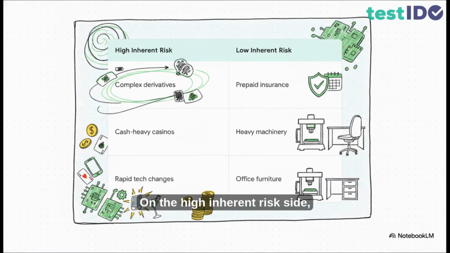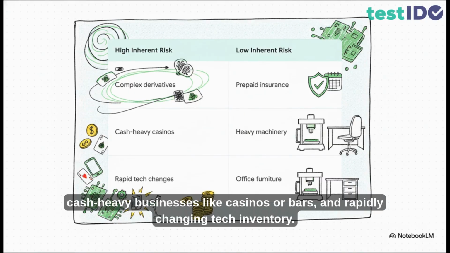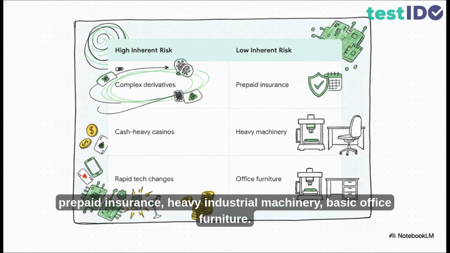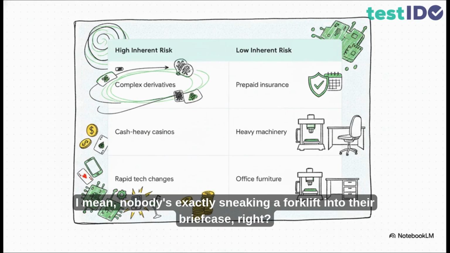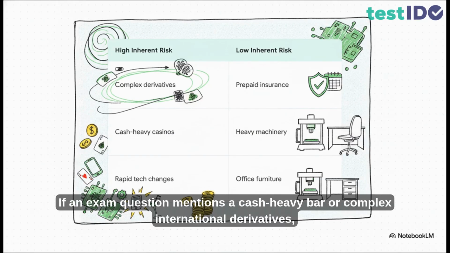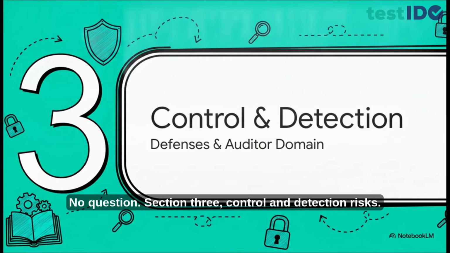On the high inherent risk side, you've got things like complex derivative financial instruments, cash-heavy businesses like casinos or bars, and rapidly changing tech inventory. Then over on the low side, you have standard things: prepaid insurance, heavy industrial machinery, basic office furniture. I mean, nobody's exactly sneaking a forklift into their briefcase, right? As a CMA candidate, you need to spot these instantly. If an exam question mentions a cash-heavy bar or complex international derivatives, your brain should immediately flag that as high inherent risk, no question.